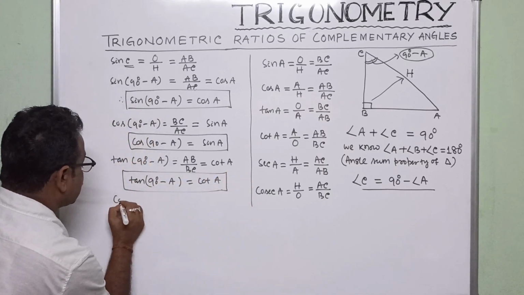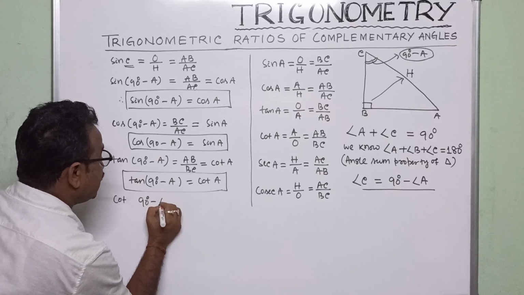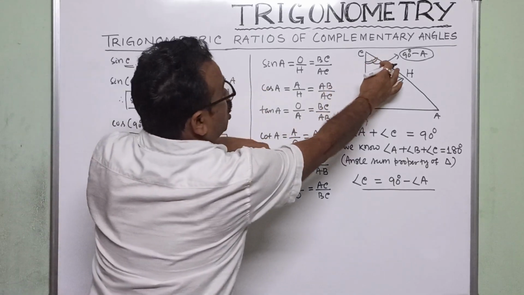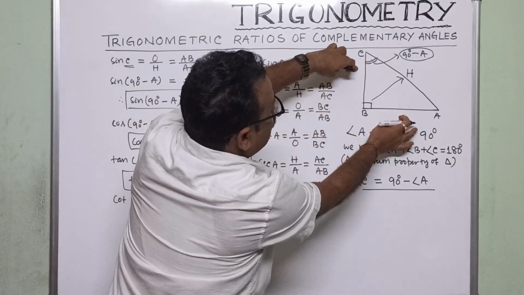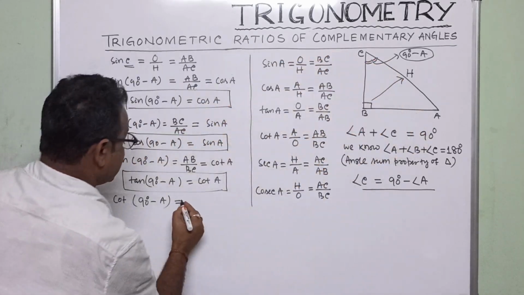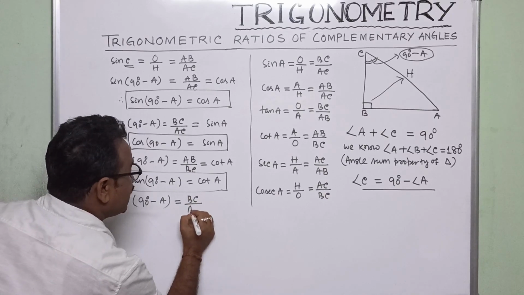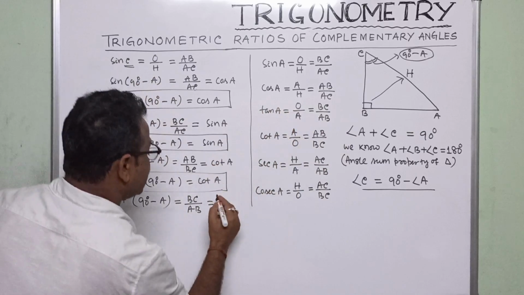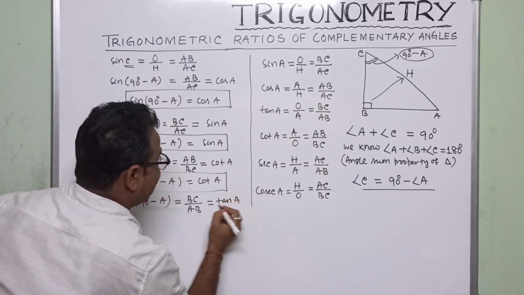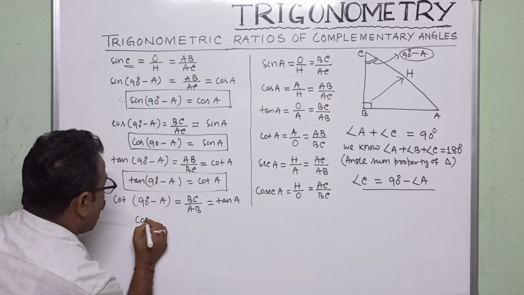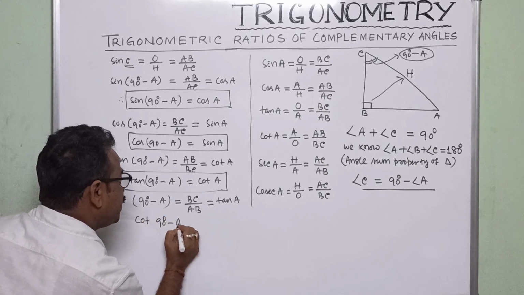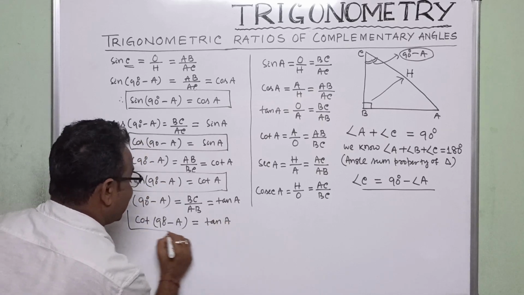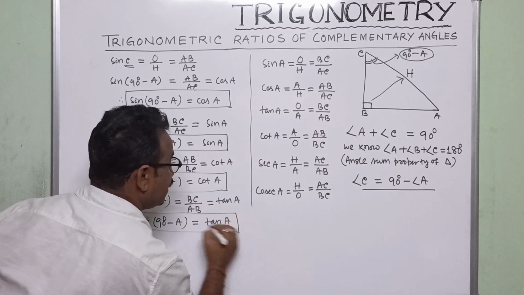Now cot 90 minus A is adjacent by opposite, so BC by AB. And BC by AB is tan A. So cot 90 minus A is equal to tan A.